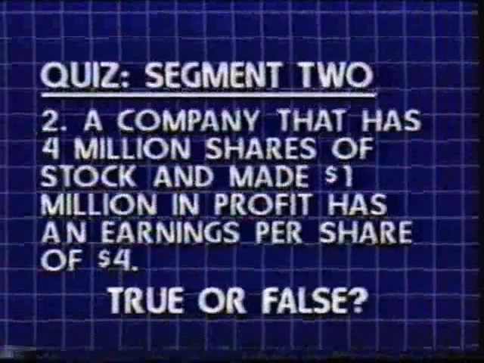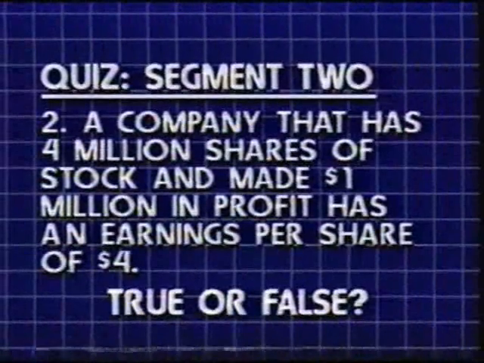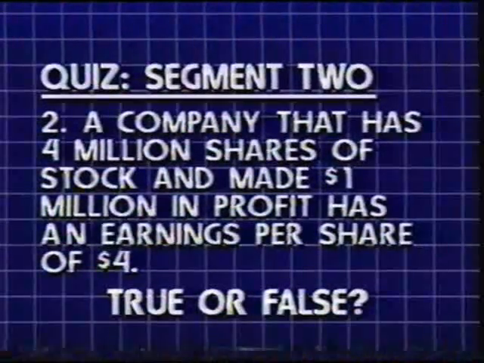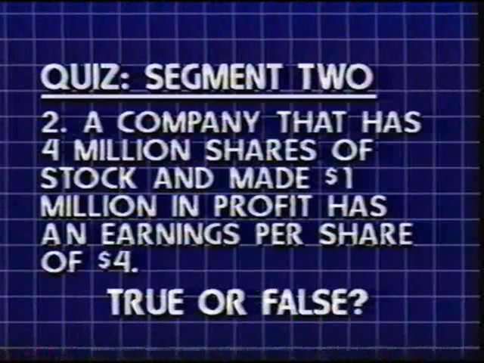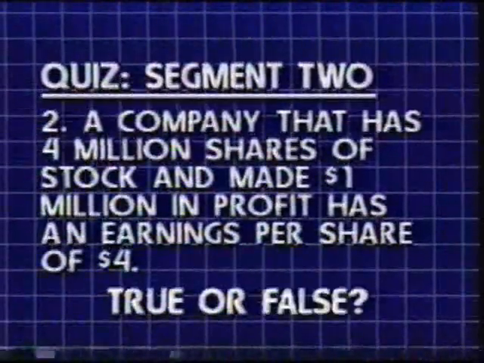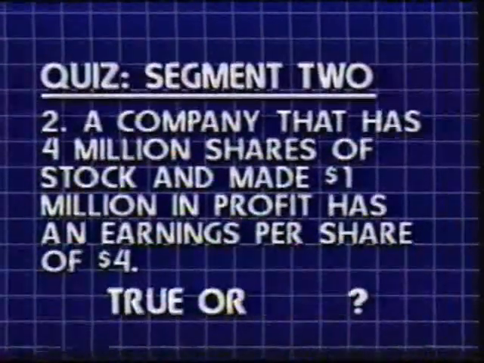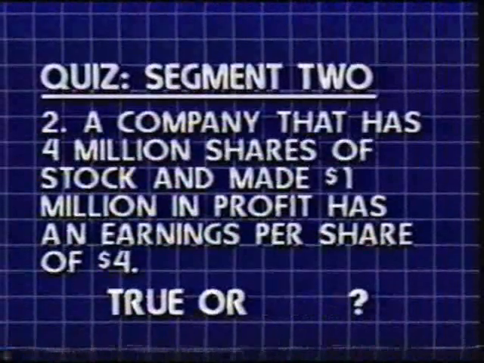A company that has 4 million shares of stock and made $1 million in profit has an earnings per share of $4. True or false? False. It has an earnings per share of 25 cents. Earnings per share is the amount of profits divided by the number of shares.